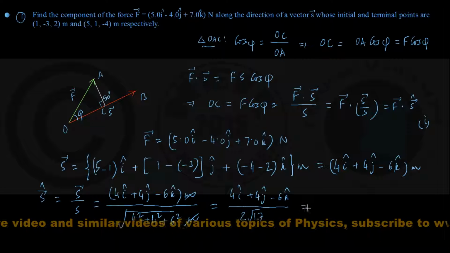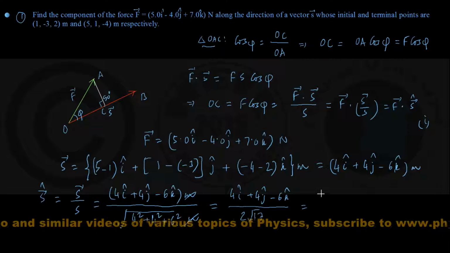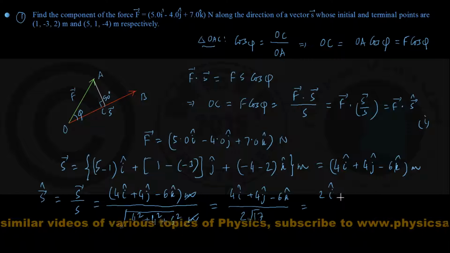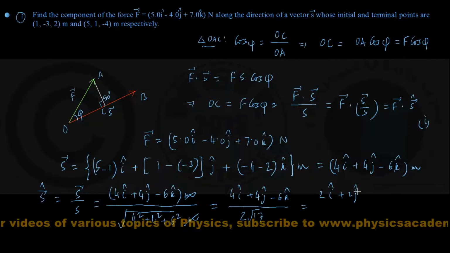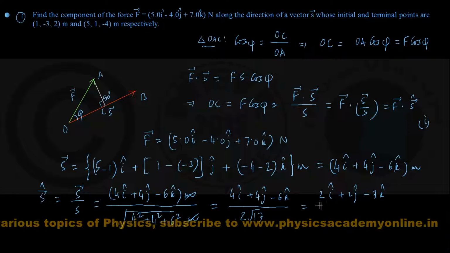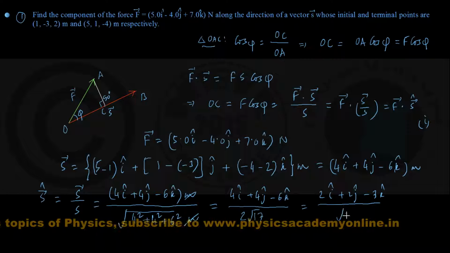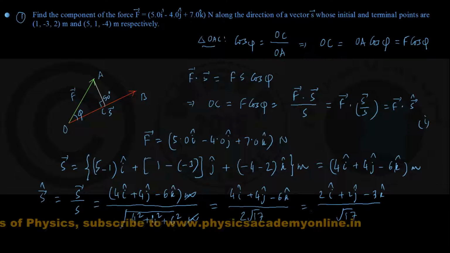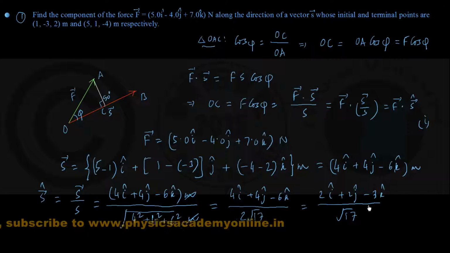And if I divide by 2 up and down, I can express my result as 2i plus 2j minus 3k divided by square root of 17. Note that the unit vector of S, or for that matter any vector, is a dimensionless, unitless quantity, 2i plus 2j minus 3k by root over 17 in this case.